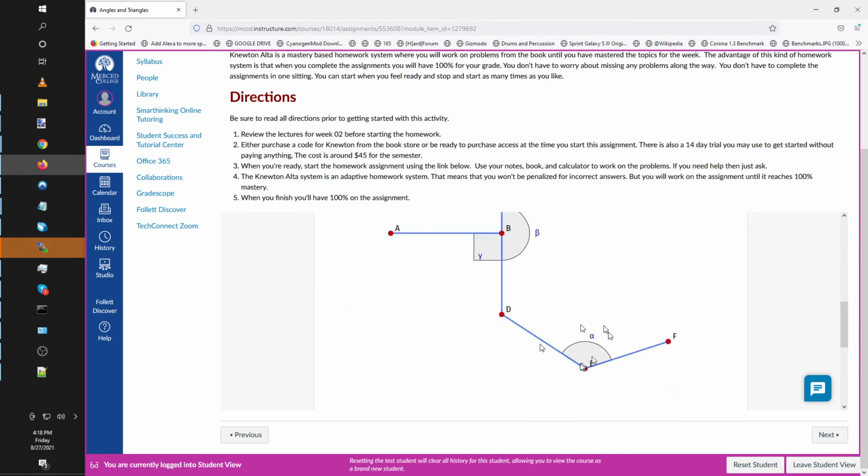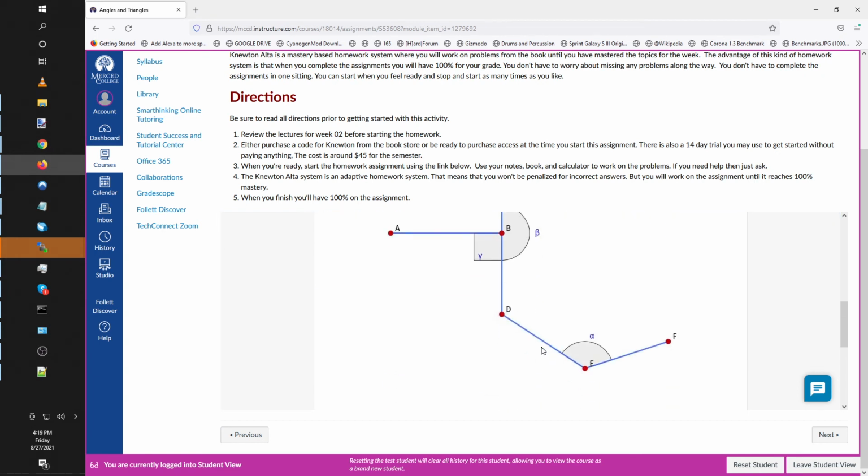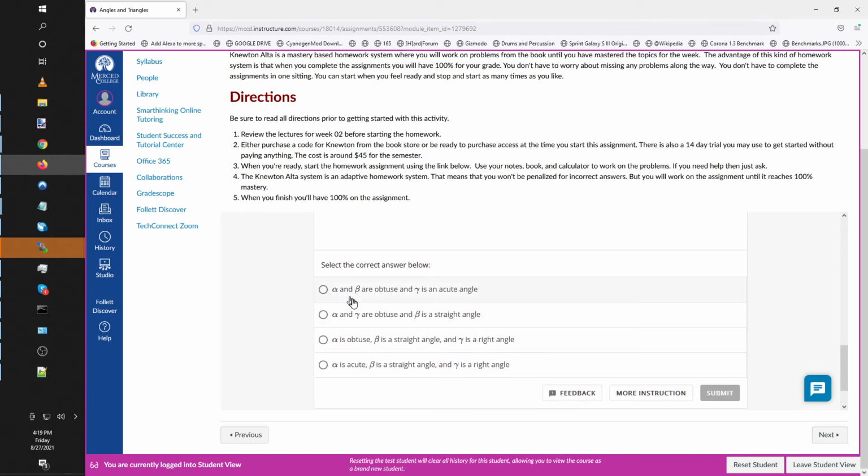These problems look confusing, but they're not really, as long as you know what right, acute, obtuse, and straight mean: 90 degrees, less than 90 degrees, greater than 90 degrees, 180. So you just go and you solve them. For example, beta is 180 degrees, so that's a straight angle. So you look down here, and beta is obtuse. So this is the wrong answer. Beta is straight. This could be right. So the last three could be right.